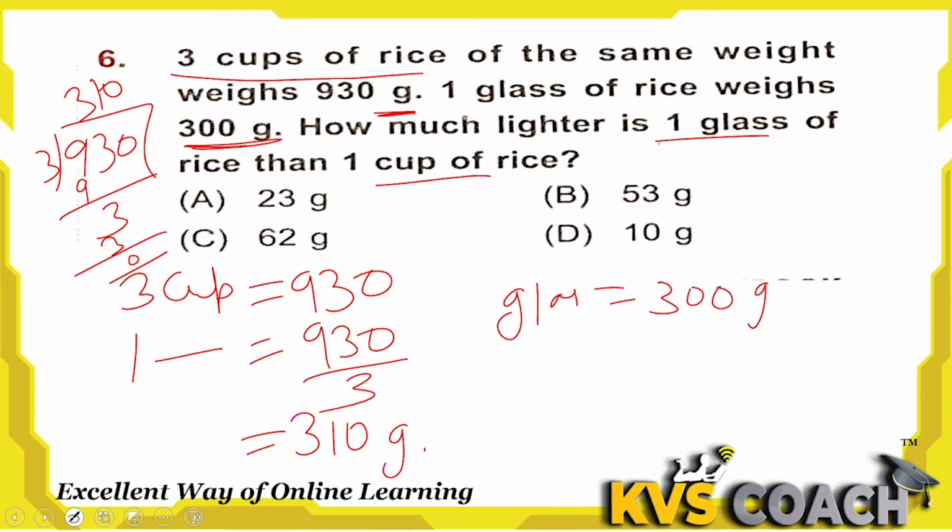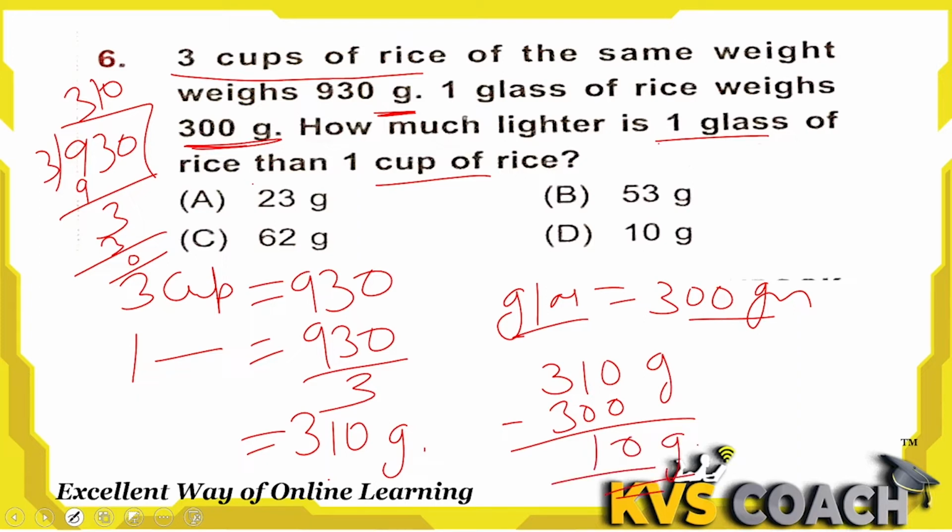They are asking how much lighter is 1 glass of rice than 1 cup of rice. So 1 cup of rice is 310 gram and 1 glass of rice is 300 gram. We will subtract because we have to check how much lighter it is. So it is 10 gram lighter. So D is the right answer here.